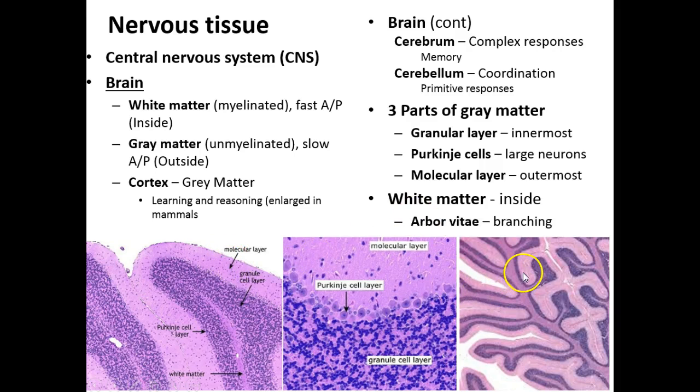And you can see when you look at your slide, even just by picking it up, you'll be able to see a network that looks like a tree. It's branched, and people call it the arbor vitae, basically the tree of life. And that's found in all of our brains, actually. It's kind of pretty.